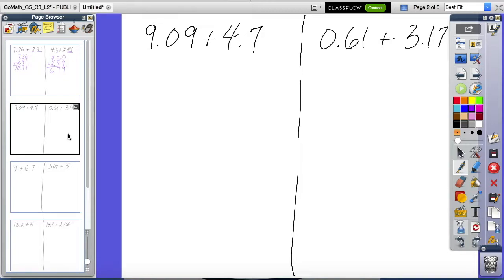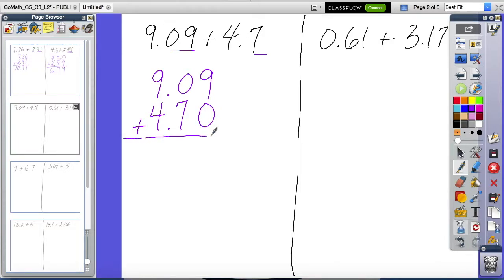In our next problem, we have 9 and 9 hundredths plus 4 and 7 tenths. Just glancing, we can already see we have different numbers of decimal places. So we need to be careful when we're lining these up. 9 and 9 hundredths plus 4 and 7 tenths. The 4 goes in front of the decimal, the 7 behind the decimal. We add a 0 in that empty place. Now we're all set to add. We bring the decimal point down. 9 plus 0 is 9. 0 plus 7 is 7. 9 plus 4 is 13. So the sum would be 13 and 79 hundredths.